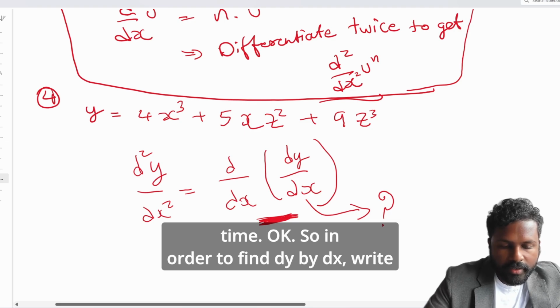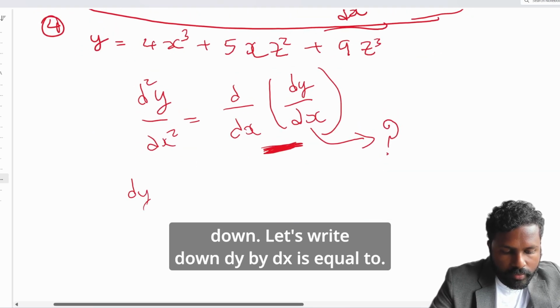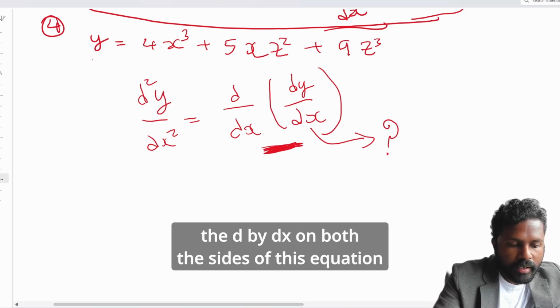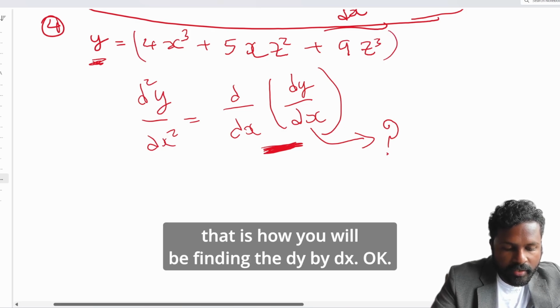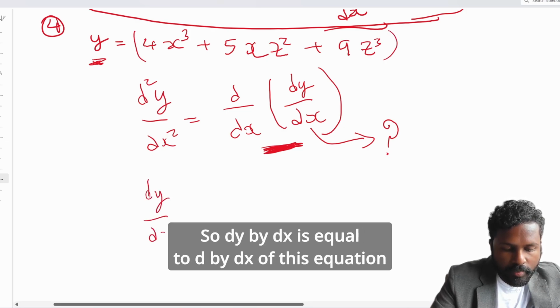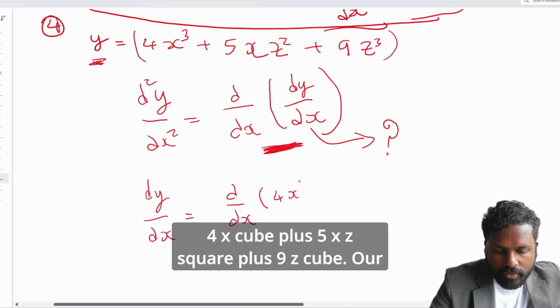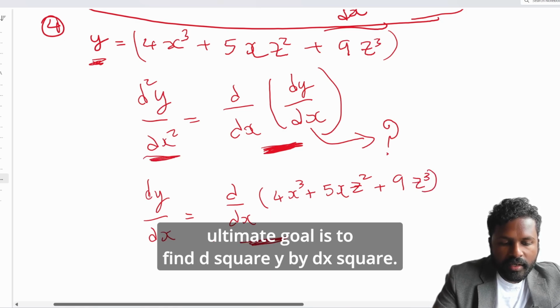In order to find dy by dx, let's write down dy by dx is equal to, so basically you are applying d by dx on both sides of this equation. That is how you will find dy by dx. So dy by dx is equal to d by dx of 4x cube plus 5xz square plus 9z cube. Our ultimate goal is to find d square y by dx square.